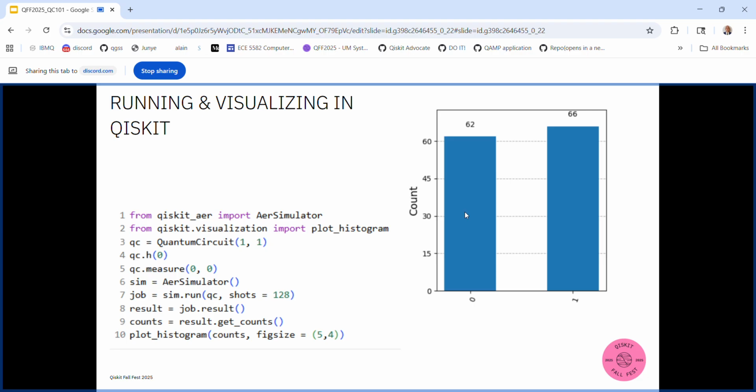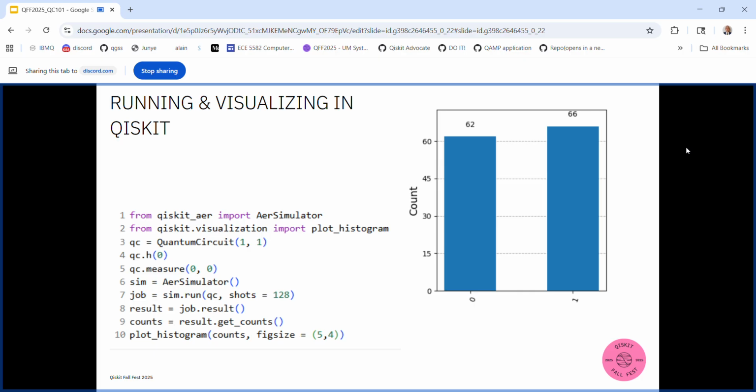But I initialize my quantum circuit such that it has 1 quantum bit and 1 classical bit. We need something to measure to, so we have to specify classical bits for the measurements. I apply a Hadamard gate on the only qubit that's in this circuit, since I only have 1 qubit. That puts it on that equator, and then I measure from my 1 quantum bit to my 1 classical bit. I specify my simulator, and I say to run this 128 times, see what happens. All right. I get my result and the counts of how many times it came out 0 and how many times it comes out 1, and I plot this histogram.